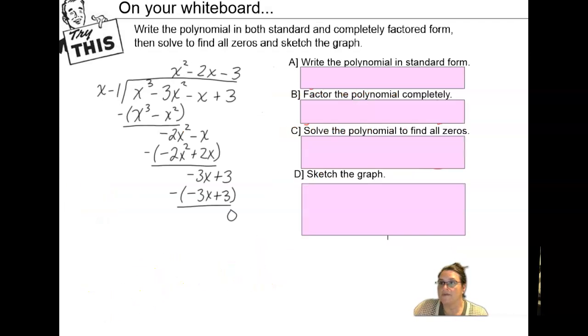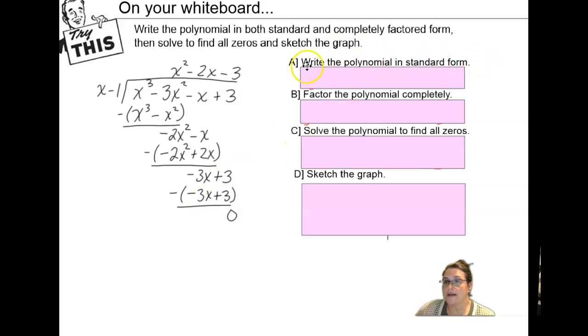Okay, so if you would try this problem on your own, you're going to, in A, write the polynomial in standard form. In B, factor it completely by looking at the work. So this division problem has already been done for you. There's no mistakes in it. All you have to do is just analyze the divisor, the quotient, the dividend, the remainder, and answer the prompts here. So standard form, factored form, then solve to find all the zeros by setting each factor equal to 0. And then make a sketch of the graph. So pause the video, give those a try, and then when you're ready to check, we'll resume.